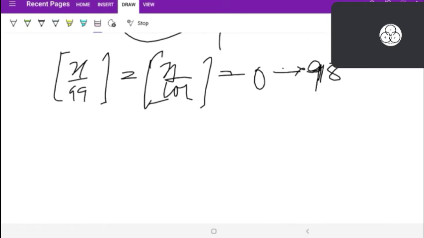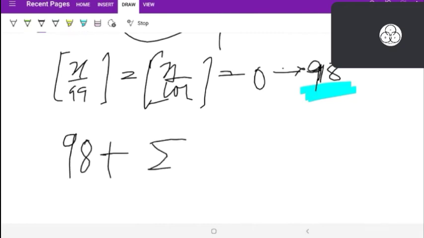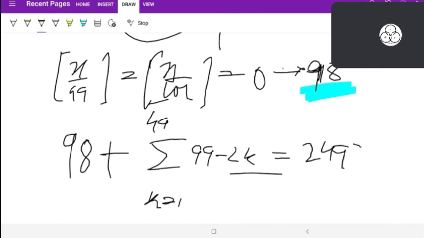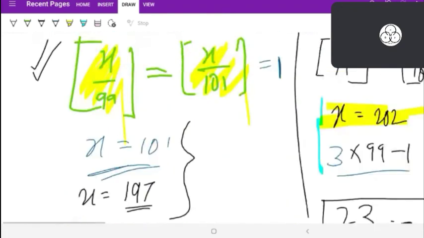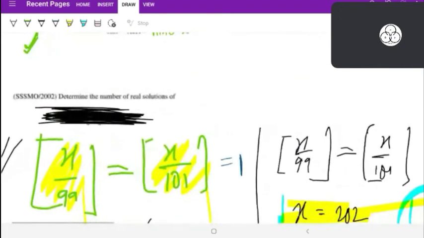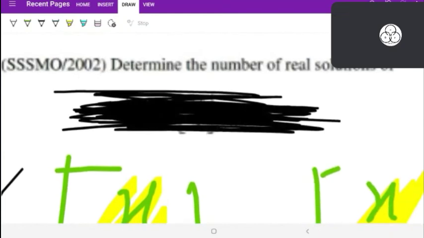So there are 98 cases. The numbers satisfying this are 98 plus the sum over k equals 1 up to 49 of (99 minus 2k), which is simply an arithmetic progression. Solve this, the answer is 2499. I'm giving the answer for this question, and for the last question I'll not give you the answer.